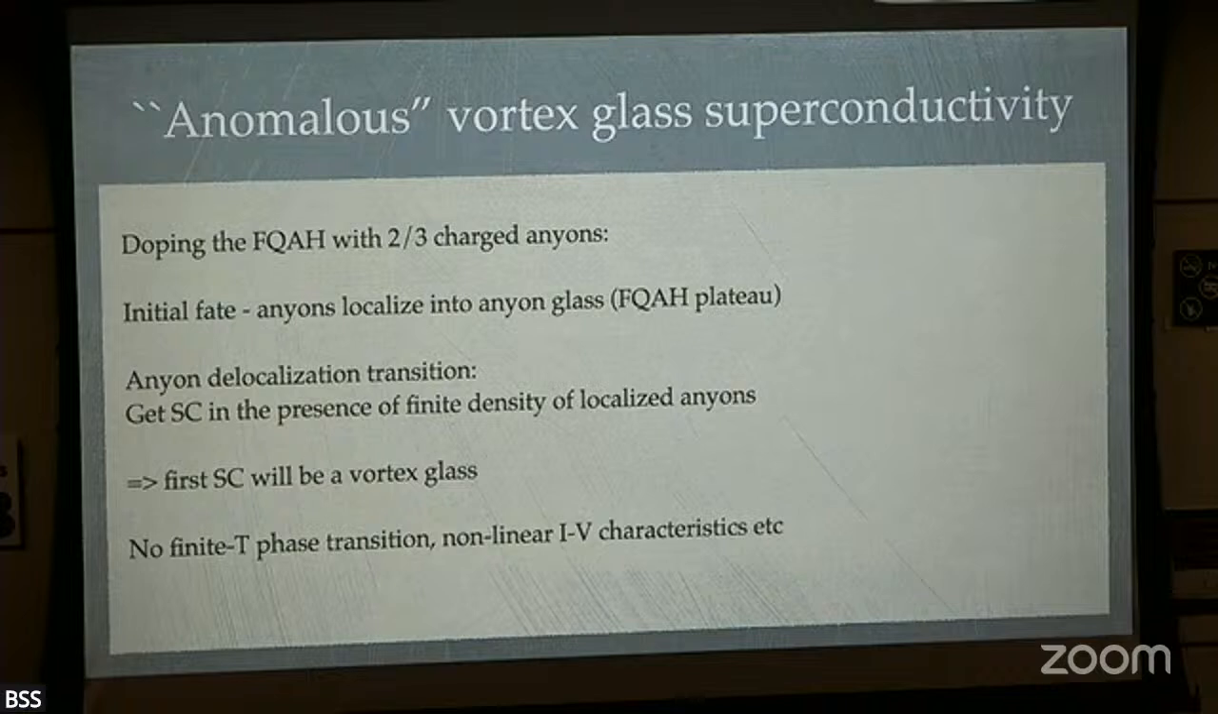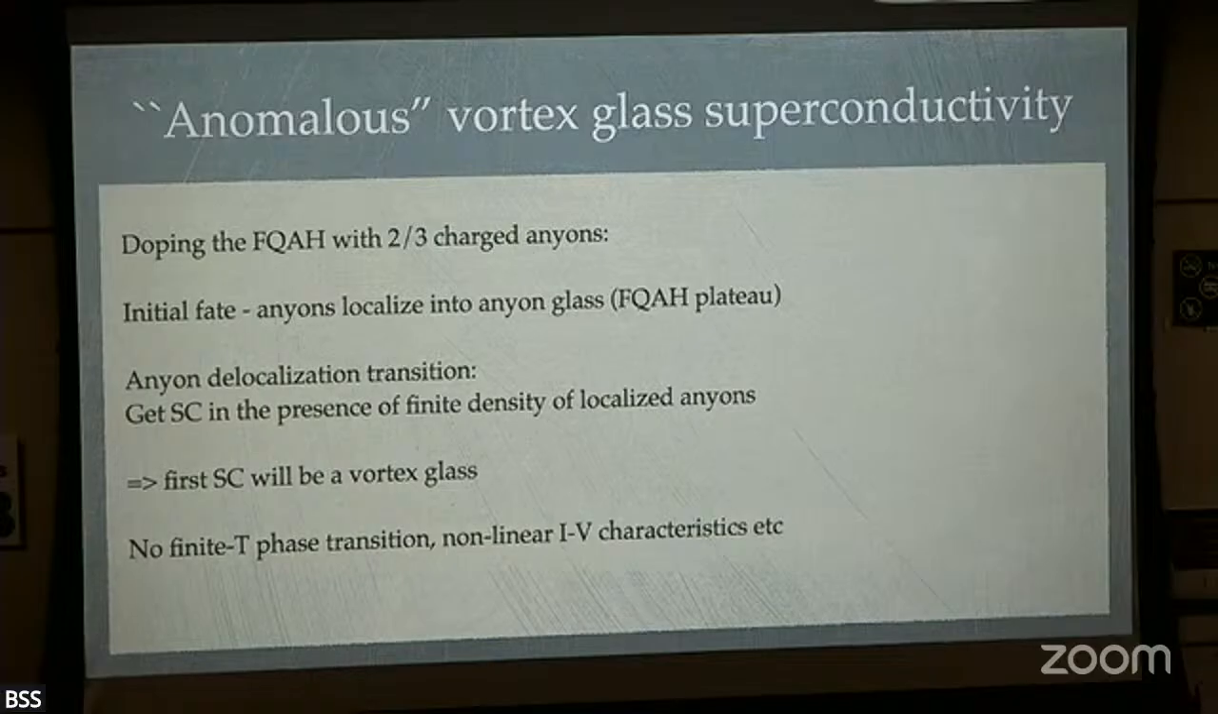A glass of anyons. Now, we already saw that anyons become vortices in the superconductor. So when you have an anyon delocalization transition out of an anyon glass, you get a superconductor in the presence of finite density of localized anyons, but these localized anyons will transmute into vortices. So you get a finite density of localized vortices. Now, energetically, the system wants to have net neutral vorticity. It costs too much energy to have finite vorticity in zero field. There'll be a logarithmic energy cost.